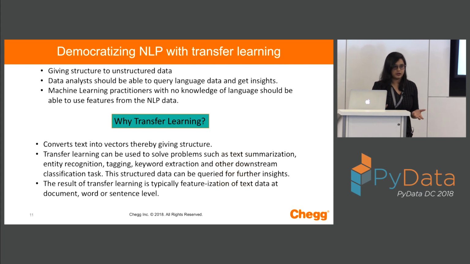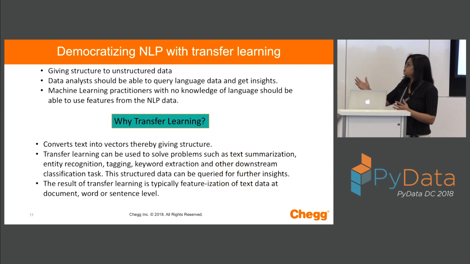So why transfer learning? Transfer learning gives structure to unstructured data. It converts texts into vectors. It can be used to solve a range of problems like summarization, entity recognition, tagging, keyword extraction, but also any other specific downstream problem that you might have. And another really nice thing about transfer learning is that it is doing auto-featureization of your text. As an NLP engineer, a lot of the times you have features like, do I have the word we in this text? This is very specific to saying we, you could have a list of words. But you don't have to do that kind of specific feature engineering using transfer learning.